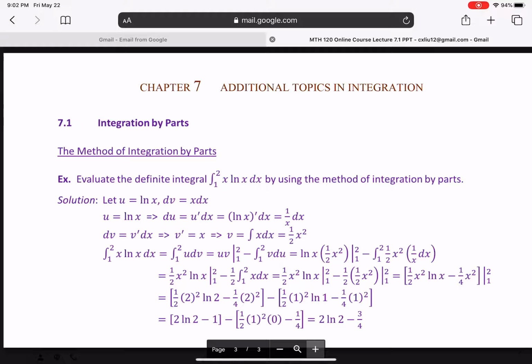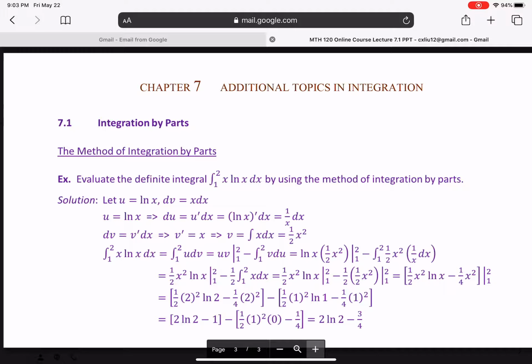Now let's do another problem by evaluating a definite integral. Evaluate the definite integral of x times ln x from 1 to 2 by using the method of integration by parts. So again, we need to identify a good choice for u. This time we let u equal ln x and dv equal x dx. So take the differential of u, we get u prime dx, or ln x prime dx, which is 1 over x dx. And again, dv equals v prime dx, and in this problem dv is x dx. So v prime equals x, and we integrate x to get v, which is 1/2 x squared.